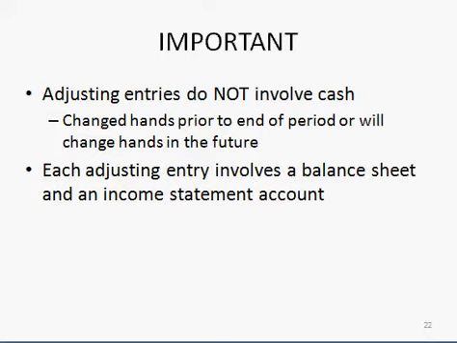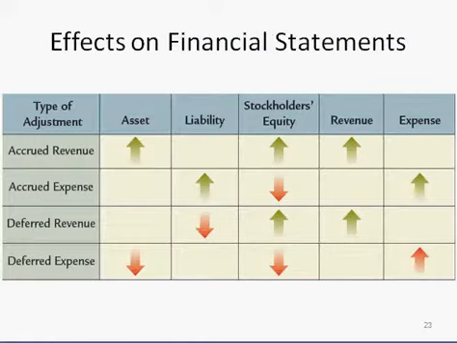And then look at the entry that you would make. The depreciation expense would be the debit, and accumulated depreciation would be the credit. So you might take a look at this. Like I said, it's going to be covered more in detail in Chapter 7. This is the effects on the financial statements of each type of adjusting entry. You can look, an accrued revenue will increase an asset, increase stockholders' equity, and increase revenue, and so on and so forth. So you can take a look at that.